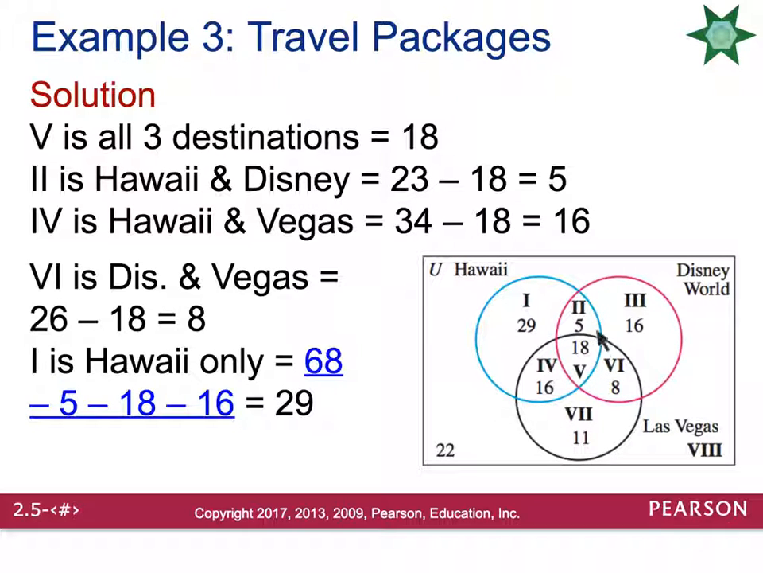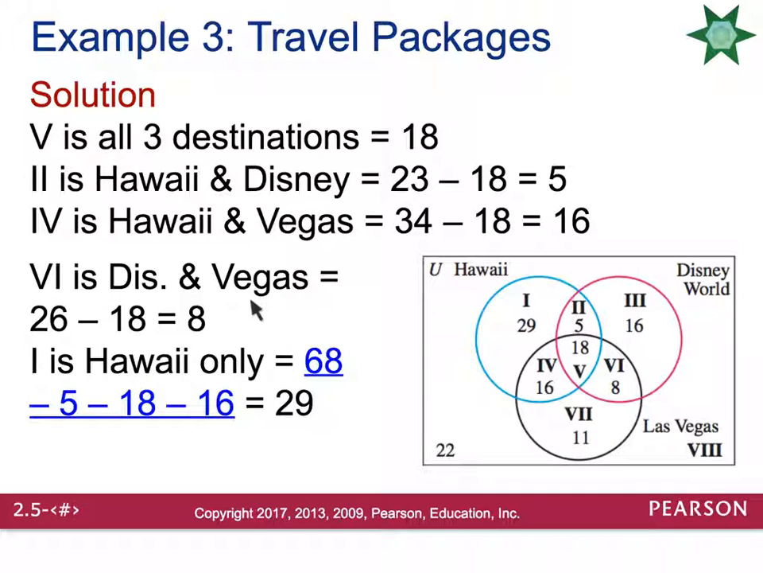Okay, so here's Hawaii and Disney, this crescent shape, and it should add up to 23, which means we need a 5 here. We're not going to put 23 in there because we already have 18 from it there. And then Hawaii and Vegas is this crescent shape, the blue and the black. That should add up to 34. We already have 18 here, so we're going to put 16 there. Okay, so we got 16 there.